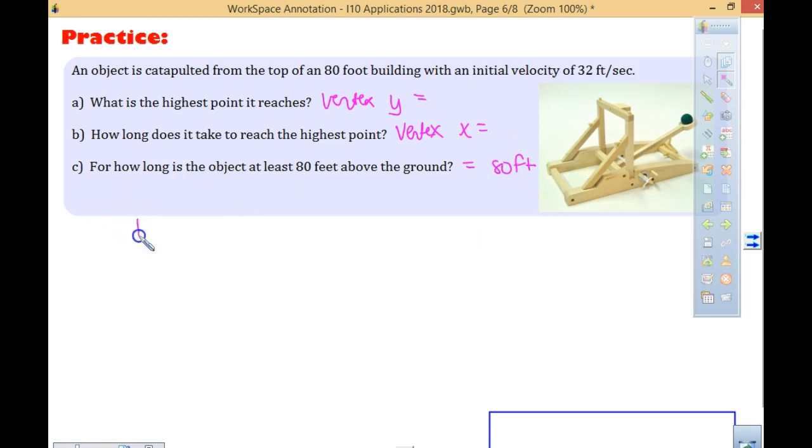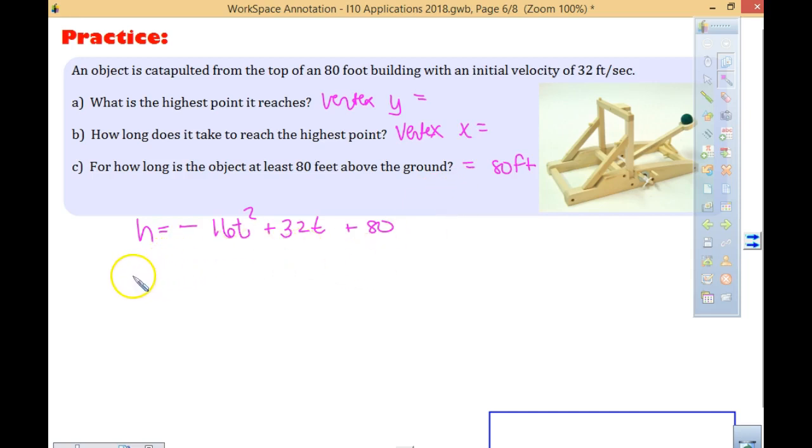We need to start off with the height equals. Because it's being launched and because of our pull of gravity, we're going to have negative 16t squared. Plus, what is our t going to be? What was our velocity? 32. And it was launched from what height? Launched from 80. Top of an 80-foot building. How long will it be above that 80-foot, above the ground?